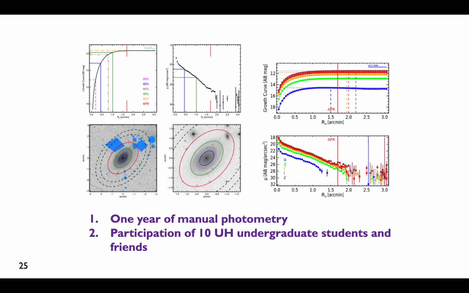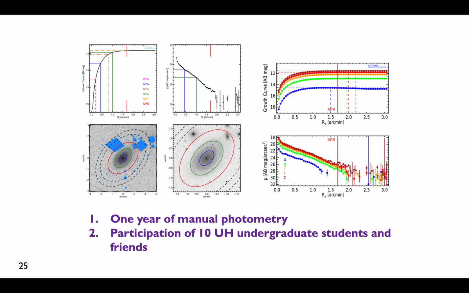Basically, they have been changing the aperture size, the annulus size, or the number of masks they put on the galaxy image, or they needed to go backward and forward to make sure that these growth curves or surface brightness profiles look good and acceptable.